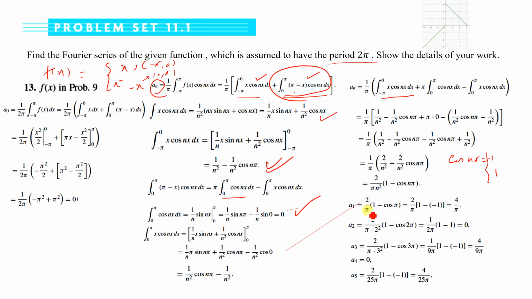So similarly, A3 is 4 over 9 pi. That is, all the values of an when n is odd are 4 over n square pi, right? So since for A3, n is 3, it is 4 over 9 pi. Similarly, A4, because n is even, an is 0. And when n is 5, that is n is odd, then 4 over n square pi, that is 4 over 25 pi.